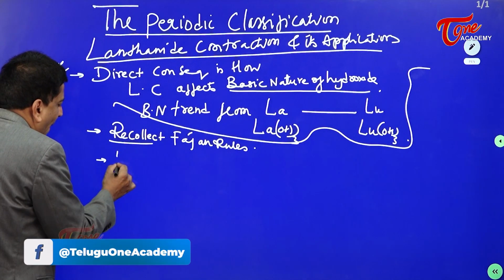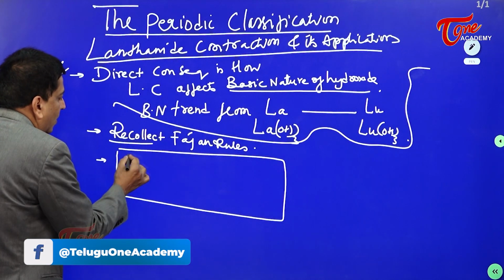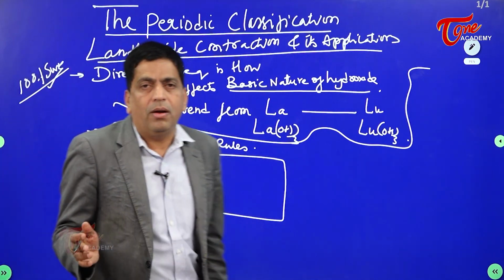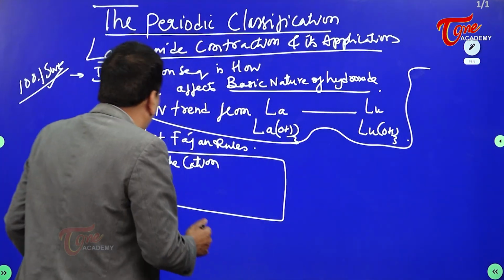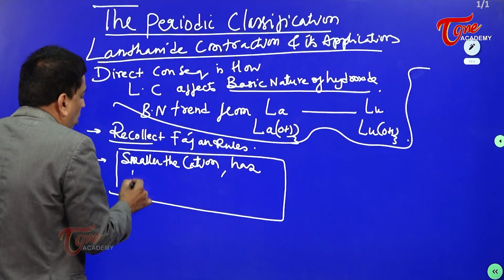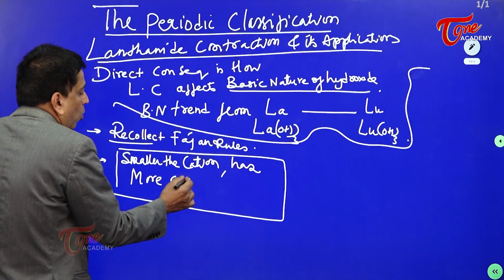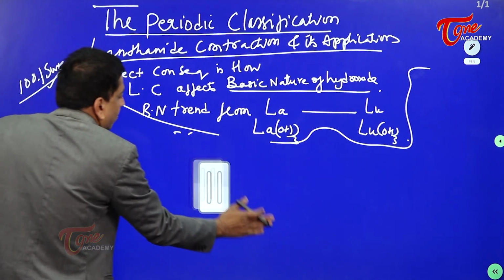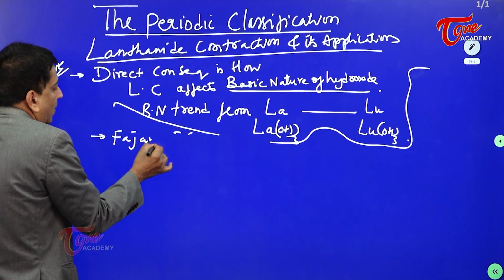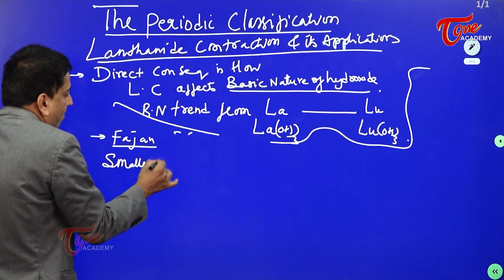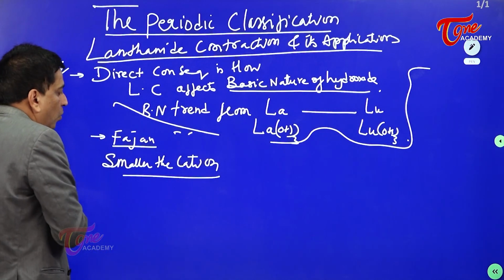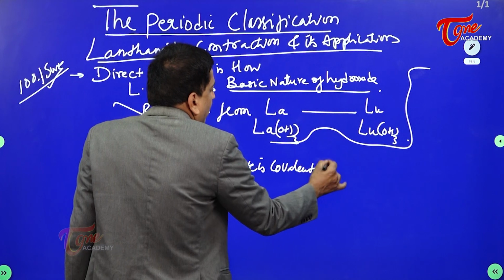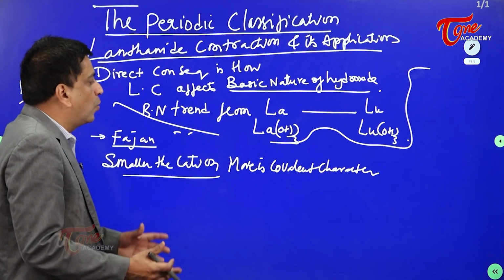He says, and I would like to quote, smaller the cation, smaller the metallic ion, has more covalent character, mind you. Smaller the cations, recollect Fajan, he says, smaller the cation, mind you, smaller the cation, more is covalent character. More is what? Covalent character.